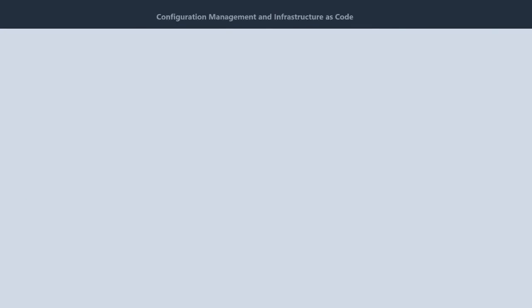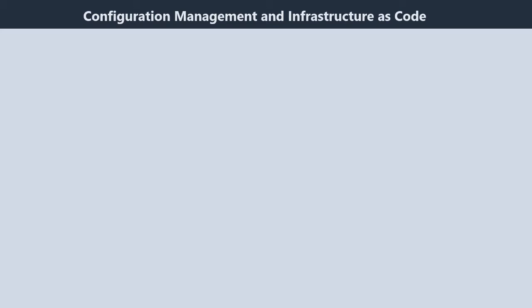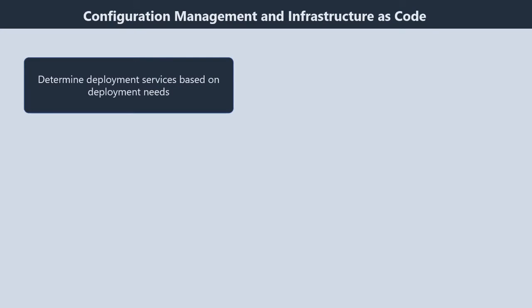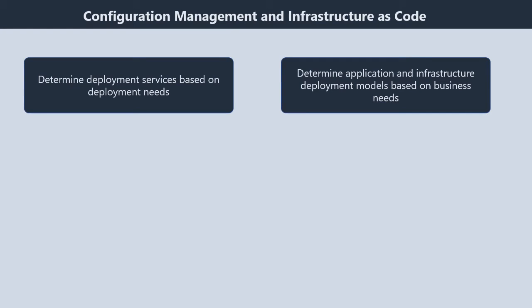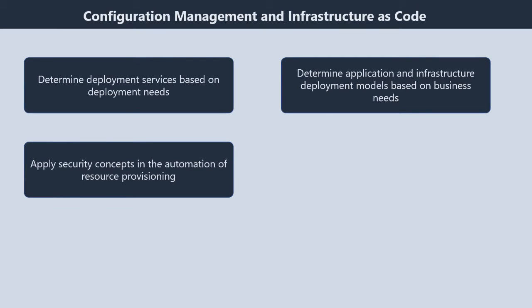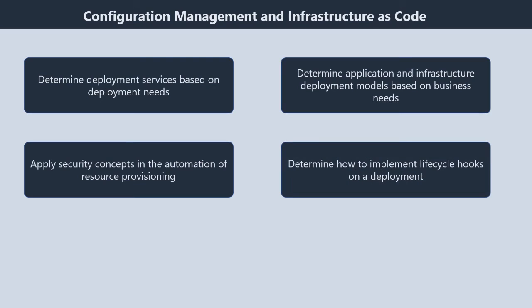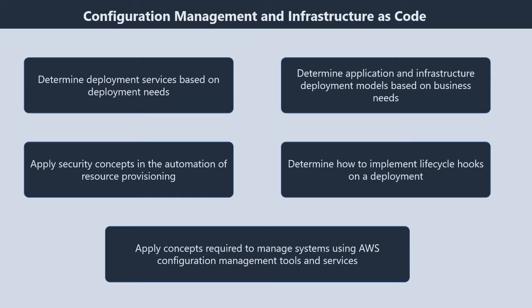Domain 2, configuration management and infrastructure as code, 19%. It contains 5 subtopics which are: first, determine deployment services based on deployment needs. Second, determine application and infrastructure deployment models based on business needs. Third, apply security concepts in the automation of resource provisioning. Fourth, determine how to implement lifecycle hooks on a deployment. Fifth, apply concepts required to manage systems using AWS configuration management tools and services.